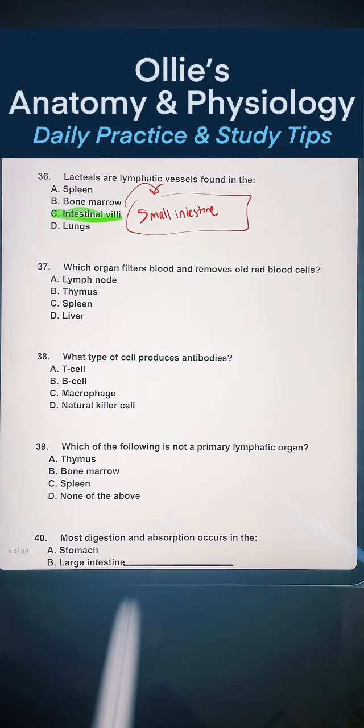Number 37, which organ filters the blood and removes old red blood cells?